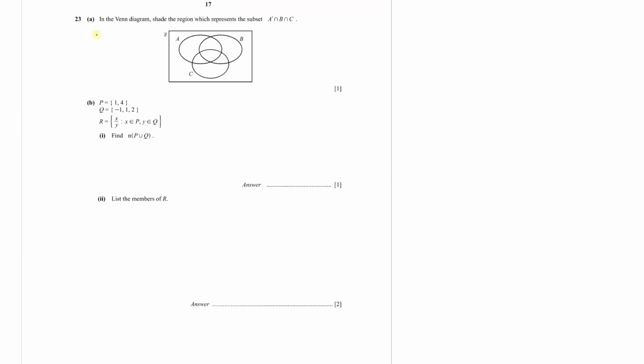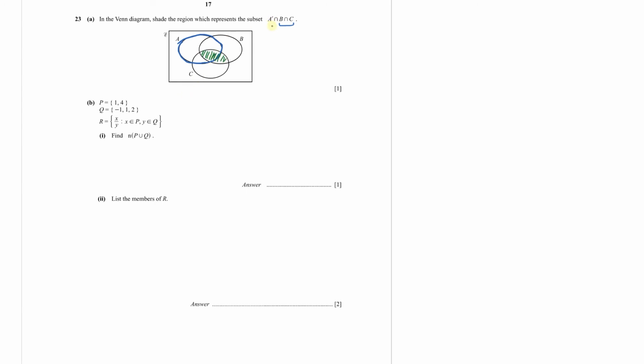Question number 23 is, in the Venn diagram, shade the region which represents the subset A complement intersection B intersection C. So let's first look at A complement. What is A complement? If this is A, everything outside of this will be A complement, right? And then what is B intersection C? B intersection C is this green region where B and C intersect, the common region between B and C.